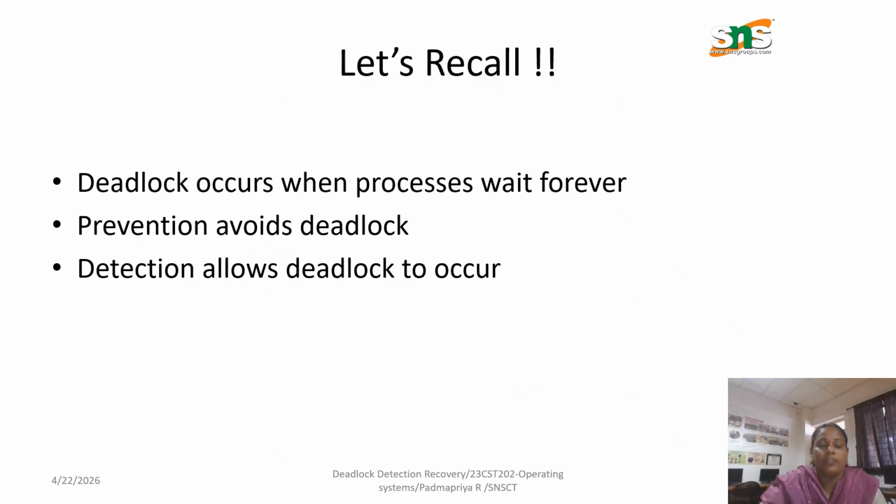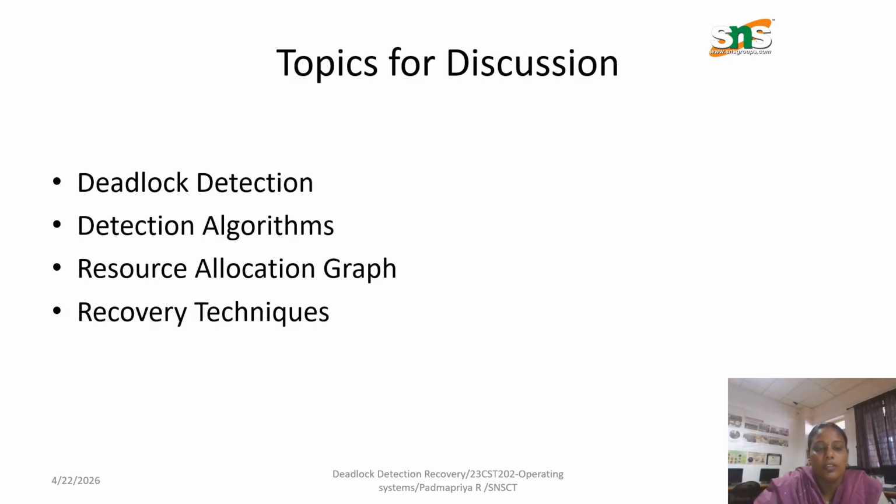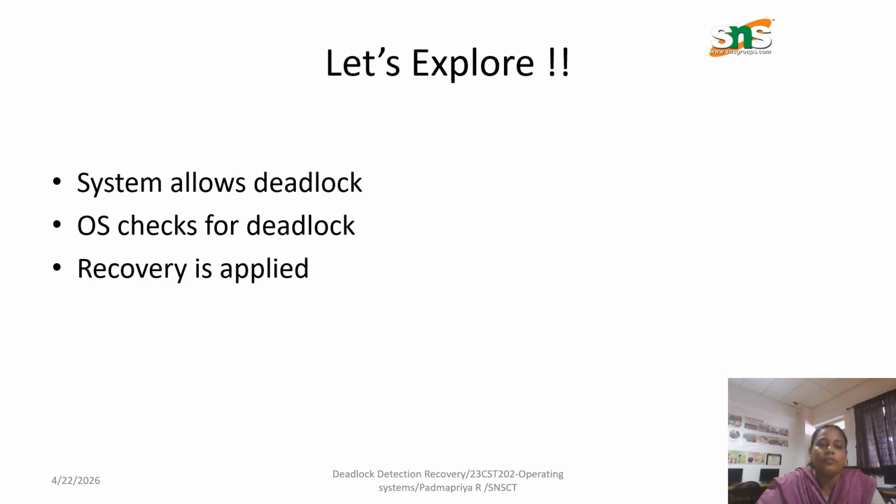So let's recall the session before we enter today's session. In the last session we discussed that deadlock occurs when processes wait forever, prevention avoids deadlock, and detection allows deadlock to occur. The topics for today's session are deadlock detection, detection algorithms, resource allocation graph, and recovery techniques.